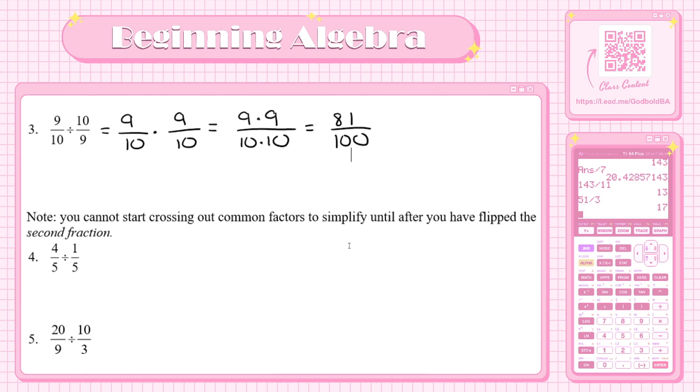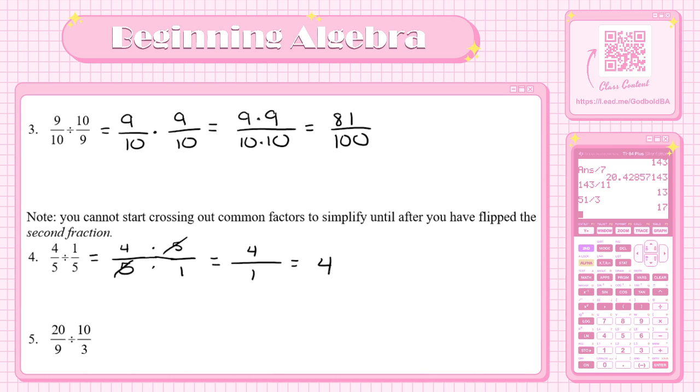Remember, don't get excited and start crossing stuff out until after you've flipped the second fraction. So I need to rewrite this as 4 over 5 times 5 over 1. Now I can cross some stuff out. One thing I recommend is that once you do the times, you can just draw a longer line and dots, you don't have to write the steps the whole time. Then boom, boom, crossed it out, and I've got 4 over 1, which is just 4.